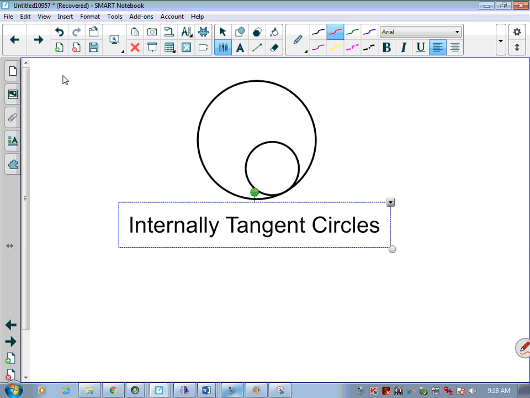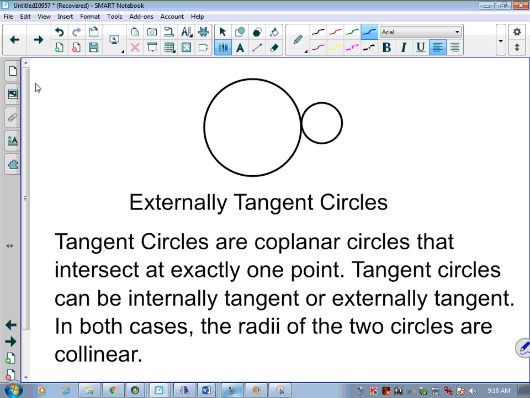But beyond that, we can also get circles that are tangent to each other, meaning I can have an internal tangent circle where a circle touches another circle at exactly one point, with one circle being inside the other. And then we have external tangent circles where one circle is outside but still touches a circle at exactly one point. Externally tangent circles. Tangent circles are coplanar, meaning they're on the same plane. They intersect at exactly one point. Tangent circles can be internal, like what we saw earlier, or external, like what we see here.